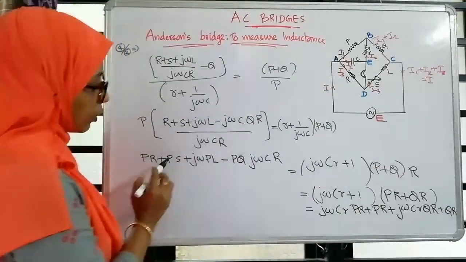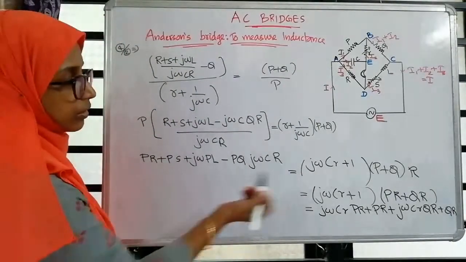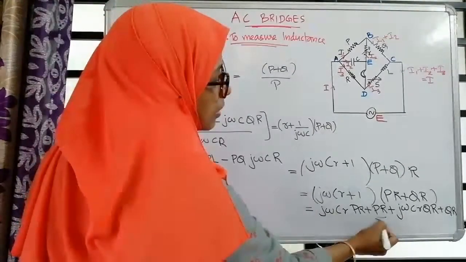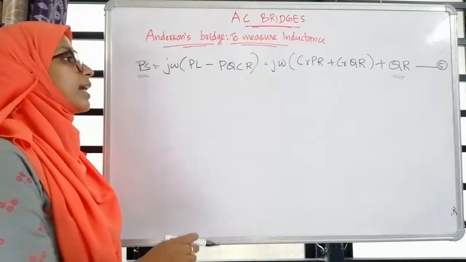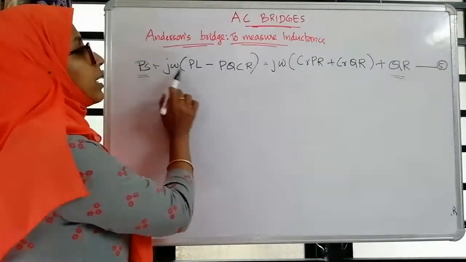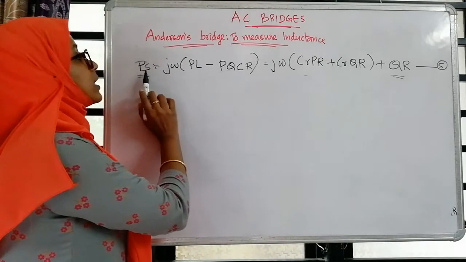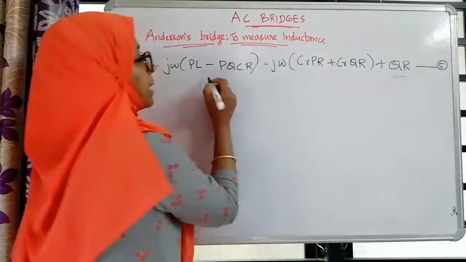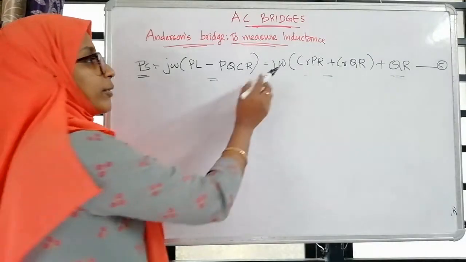Now we just look at the LHS and RHS. There is a PR common at the LHS and RHS, so we can cancel this term and this term. I have rewritten that equation after cancelling the PR on both sides. Now look at this equation. There is a real part at LHS and RHS and an imaginary part at LHS and RHS. And this is equation number 5.